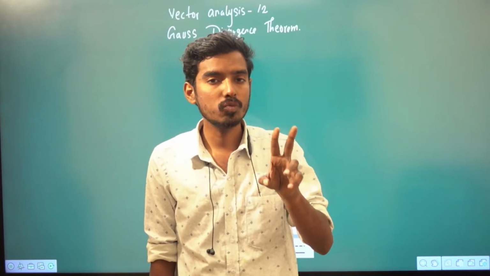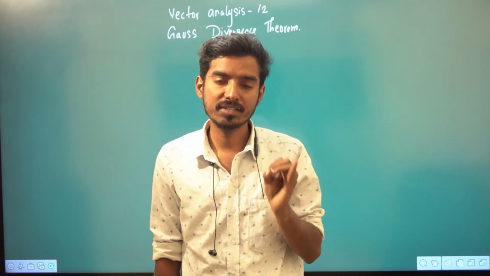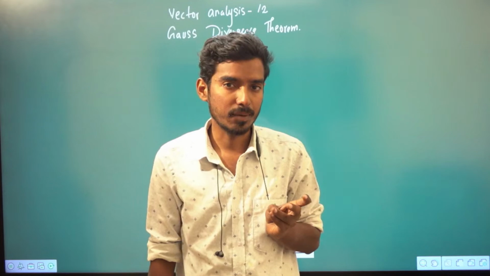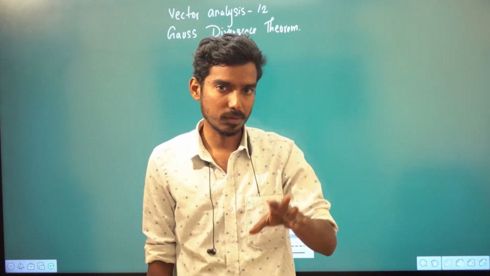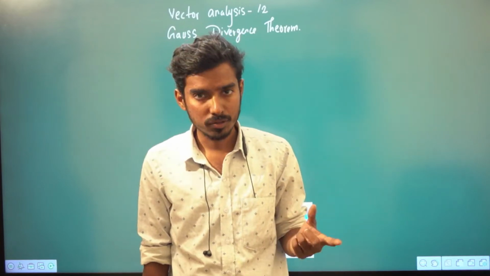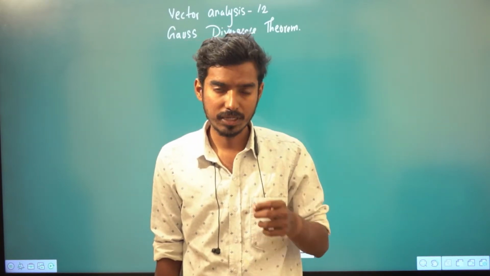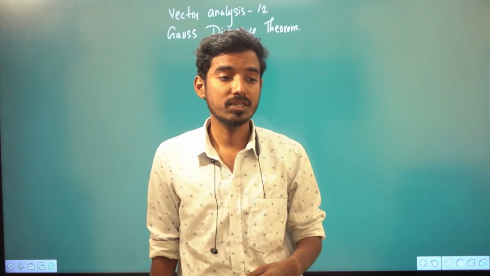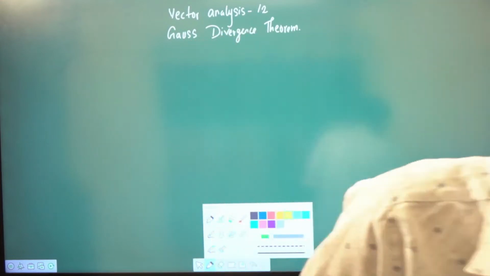So still we have two more theorems left. One is Gauss divergence theorem. The other is Stokes theorem. So we'll complete these two, and the syllabus will be completed, right? So if you haven't watched those previous 11 videos, go through that. This is lecture number 12. If you haven't watched all the previous 11 videos, go through that, right?